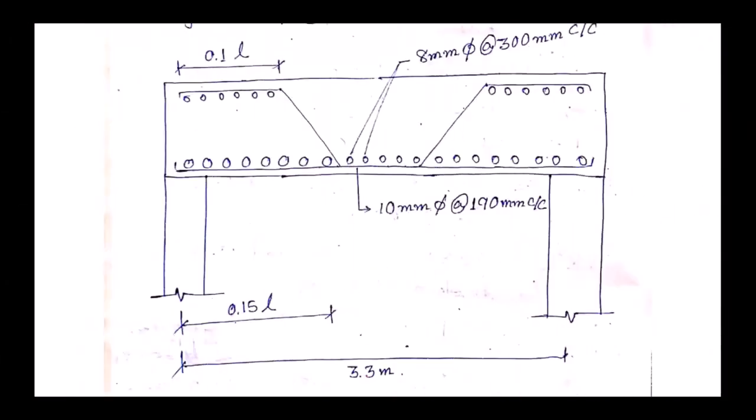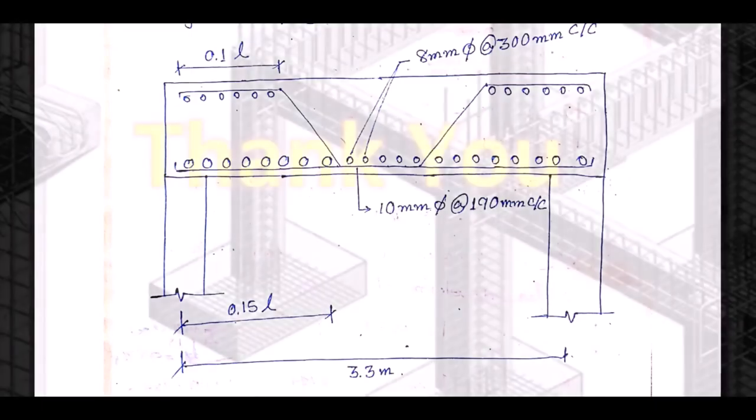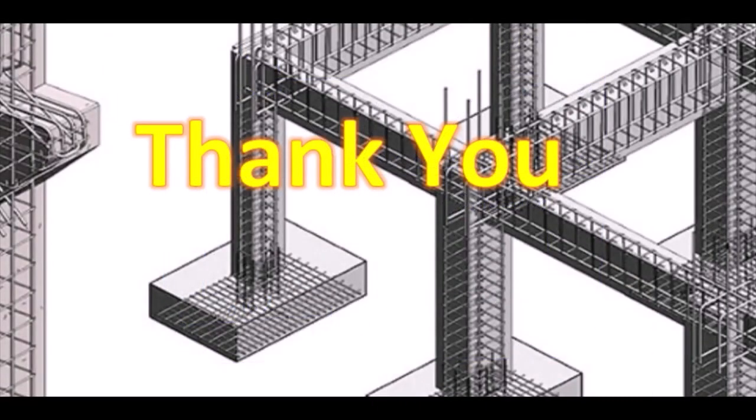So let's check the drawing. This is the drawing. The main bar is 10 mm dia at the rate of 190 mm center to center, and the distribution steel is 8 mm at the rate of 300 mm center to center. So here the solving of the problem for the one way slab ends. That's all for this lecture. Thank you.